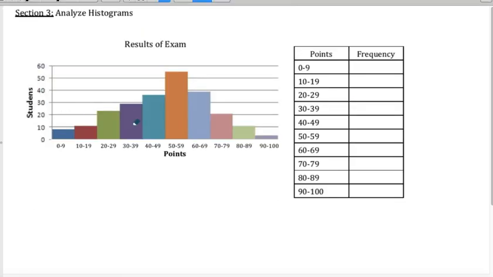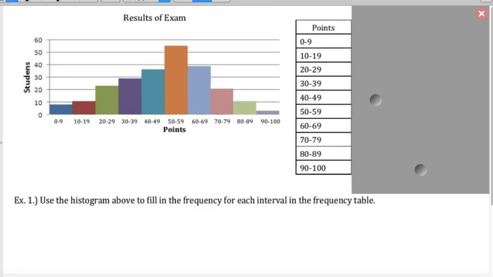All right, so section 3, here we go. We have a histogram here, and remember that each bar is the frequency of how many times this event happens. And now we have intervals here. So first step for number 1 is use the histogram above to fill in the frequency for each interval in the frequency table. So over here we have a frequency table.